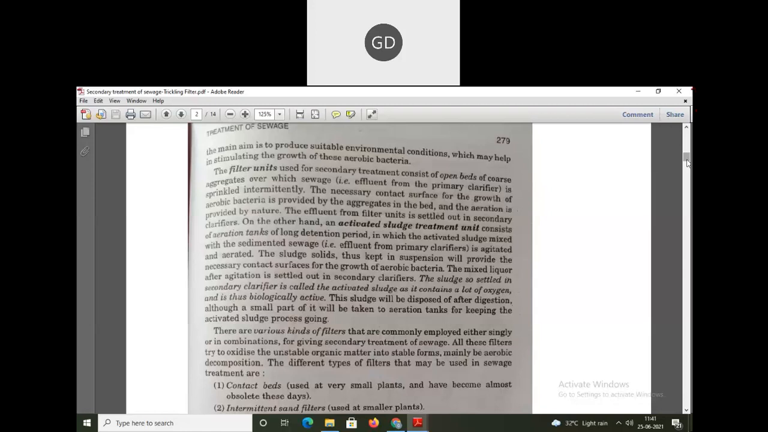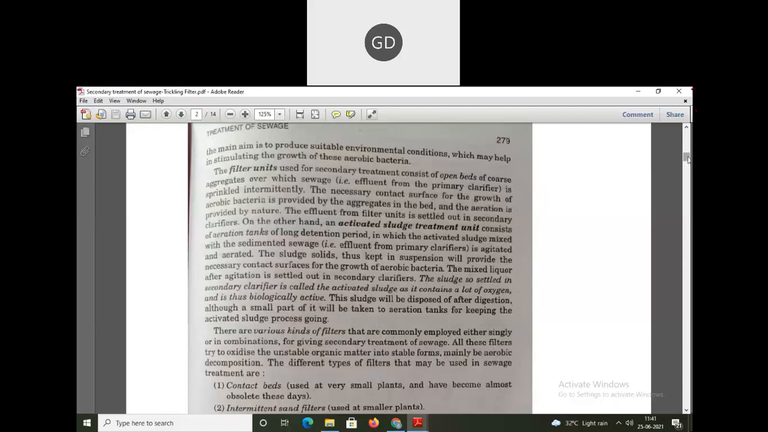Aerated means the oxygen is given to it, and it is also thoroughly mixed, that is, agitated. And the sludge solids remain in suspension, and these suspended sludge solids will provide the necessary contact surfaces for the growth of this aerobic bacteria. So this is about your activated sludge treatment unit.